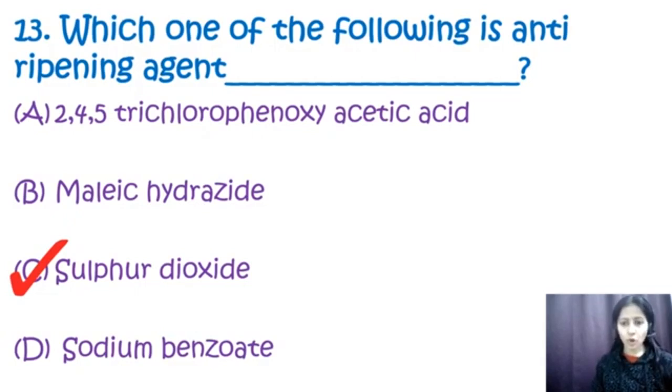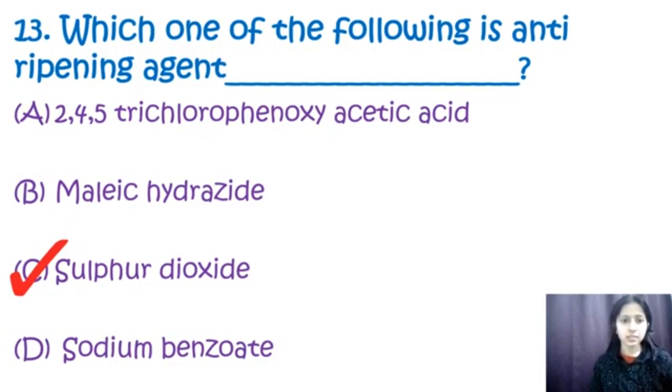So among the following, option C is correct, that is sulfur dioxide. Sulfur dioxide is a colorless gas that is used as a preservative in fruits and vegetables, even in dried fruits, beers, and wines. It works by inhibiting the growth of bacteria and fungi that can cause spoilage, or that can degrade the fruits if it is not used.